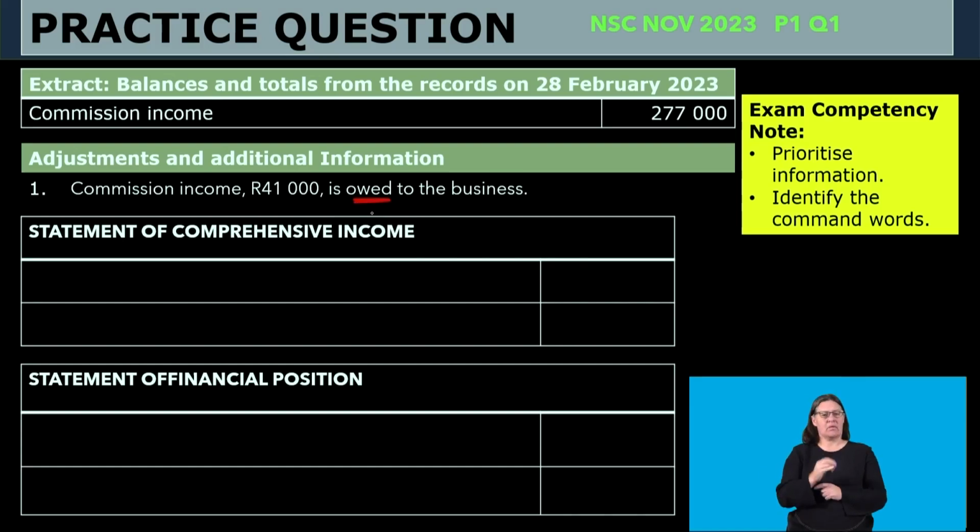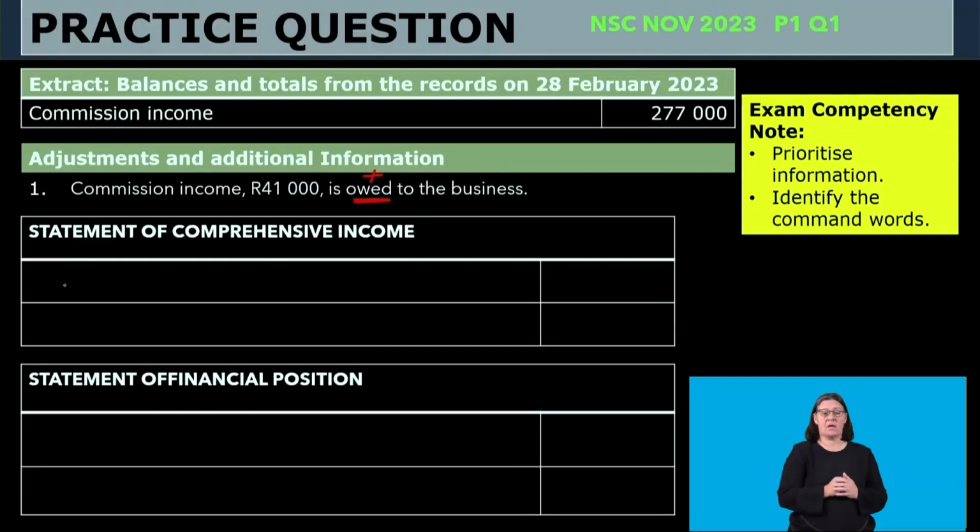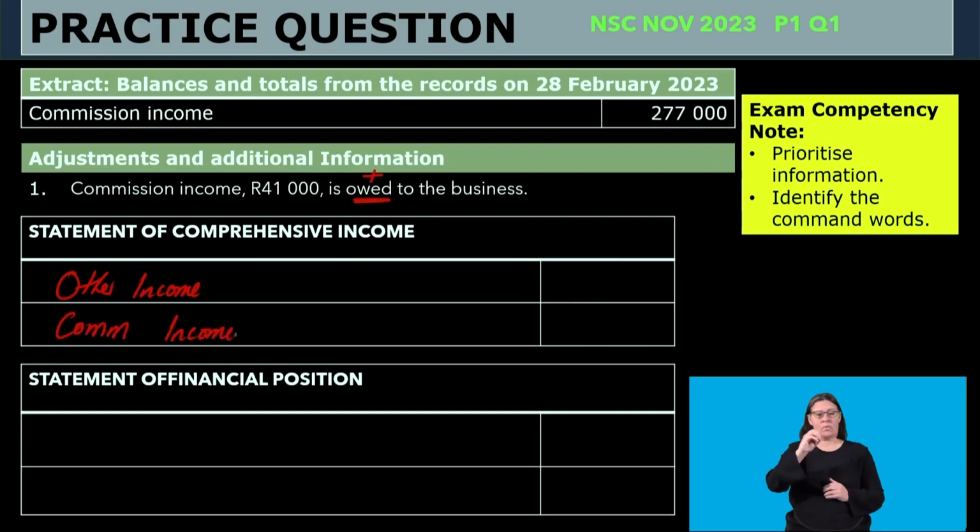That means there is income which is accrued. You know that once income is accrued, you must add it. So I'm going to come now to my statement of comprehensive income. Remember, under my other income, I'm going to now have my commission income.